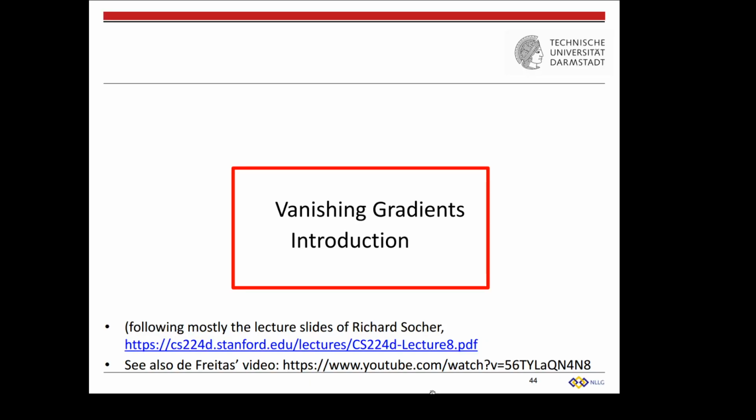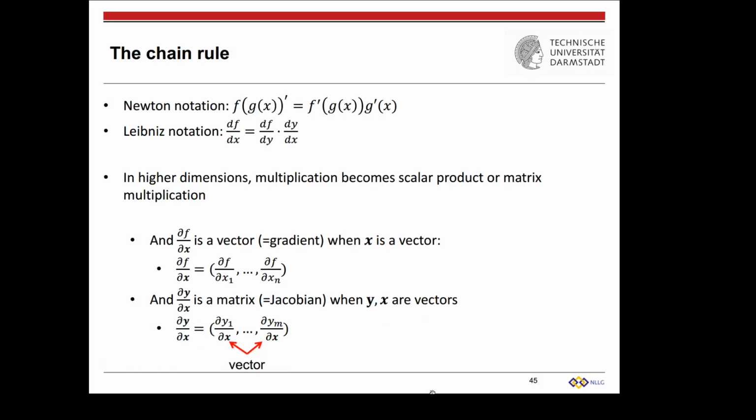Alright, let's talk about vanishing gradients. To do so, we start out again with the chain rule in two notations. One is Newton's notation, which you probably know from elementary school, which says that the derivative of the composite function f of g of x is given by the outer derivative times the inner derivative. In Leibniz notation, this looks as follows: df by dx is given by df by dy multiplied by dy by dx.